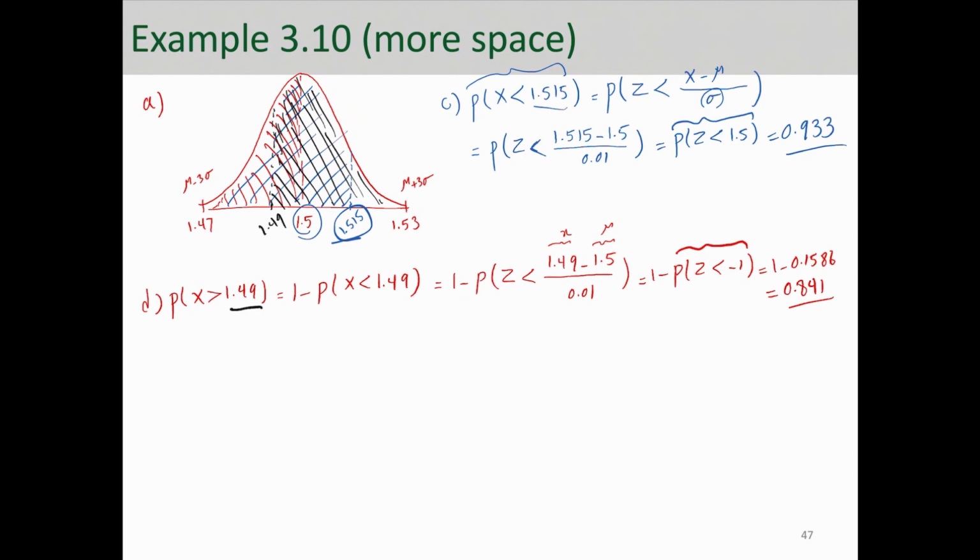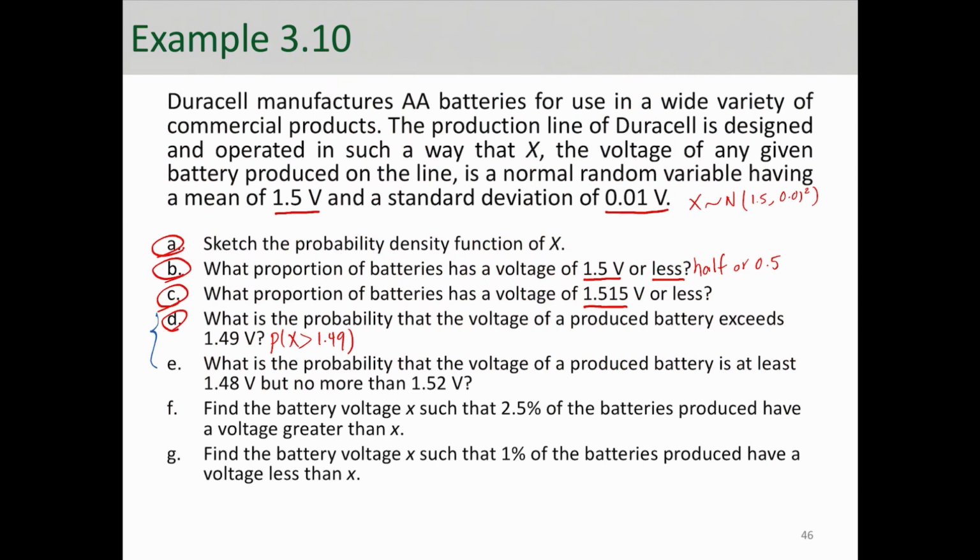And that is 84%. That makes sense. Now let's take a look at part E. What is the probability that the voltage of the produced battery is at least 1.48 but no more than 1.52? So here that means finding the probability of x between 1.52 and 1.48, right?